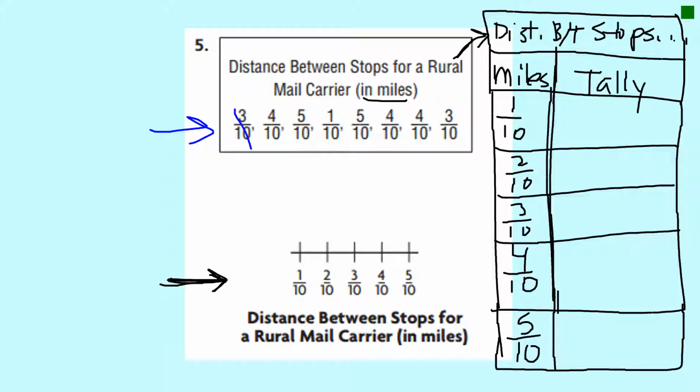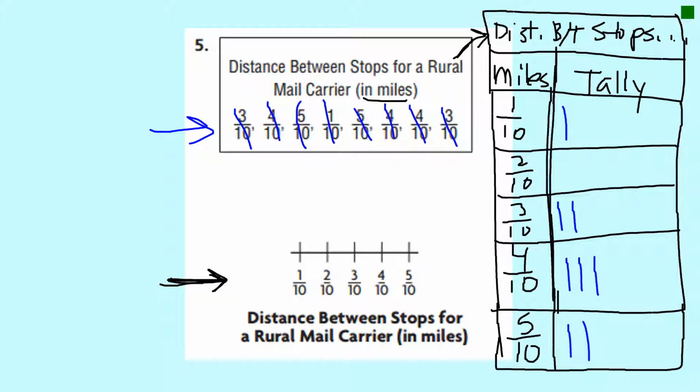All right, so 3/10 gets a tally. 4/10 gets a tally. 5/10, boom. 1/10, up, boom. Oh, another one for 5/10. 4/10 again. 4/10 of a mile again. Oh, and a 3/10. So look at that. None of these mail carriers has 2/10 of a mile between stops.